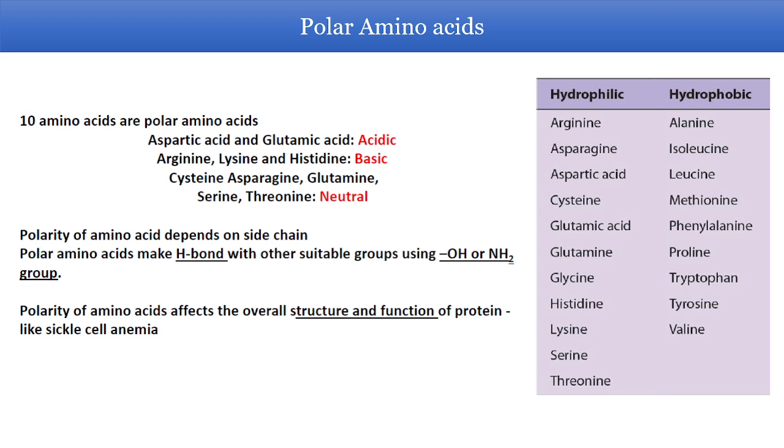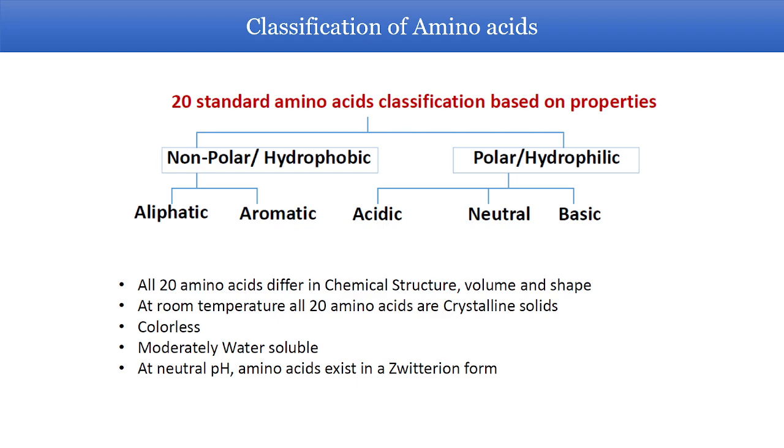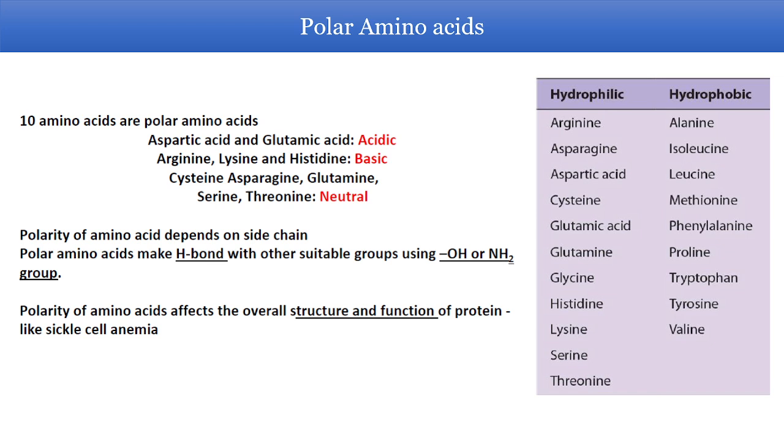So let us identify the polar amino acids over here. Polar amino acids include your acidic, neutral, and basic amino acids. The acidic amino acids are aspartic acid and glutamic acid. The basic amino acids are arginine, lysine, and histidine, whereas your neutral amino acids include cysteine, asparagine, glutamine, serine, and threonine.